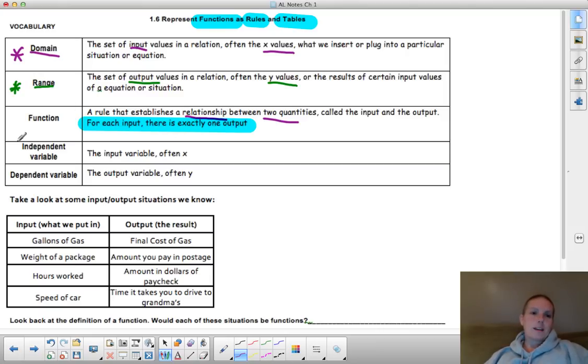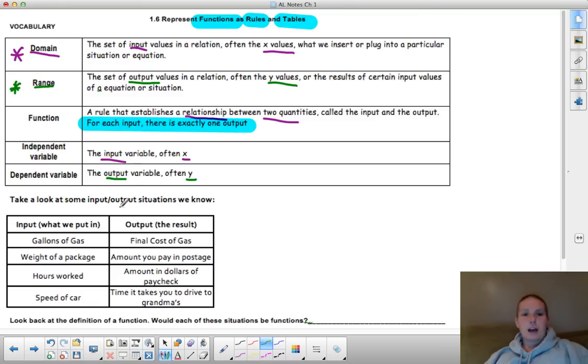We're going to talk about independent variables and dependent variables. Independent is, again, another word for input. Dependent, where's that green marker? There it is. Dependent is an output, y values.